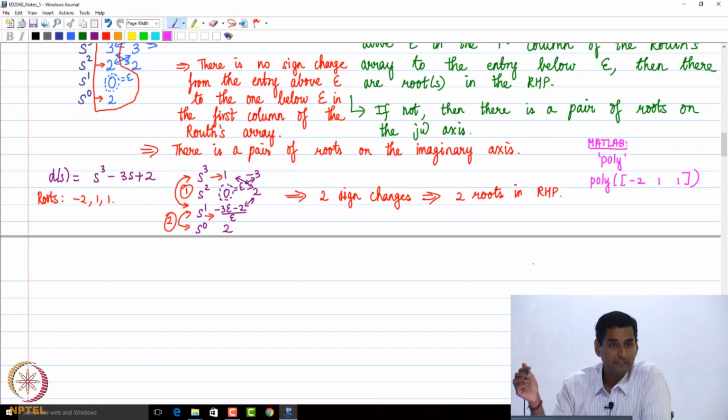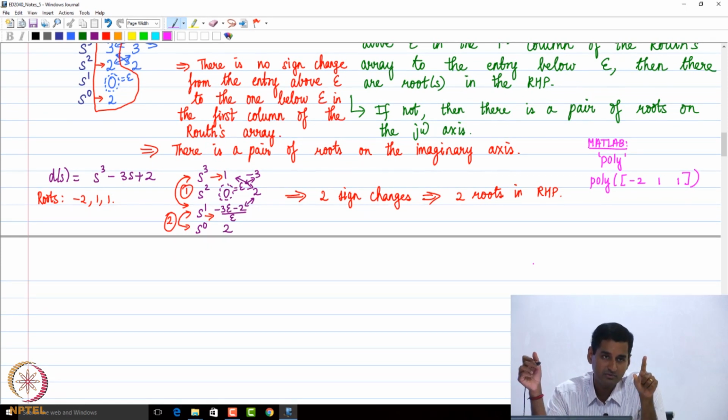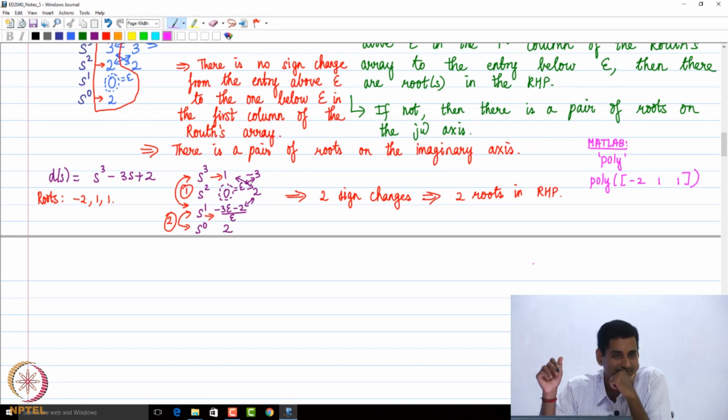Yeah, sure. Both cases are possible in some cases. Is there a possibility they have a pair of roots on the jω axis and in the other? Why don't you try? Just construct an example where you have, let's say, roots on the jω axis and also roots in the right half plane, and then try it out. Let's see what happens.